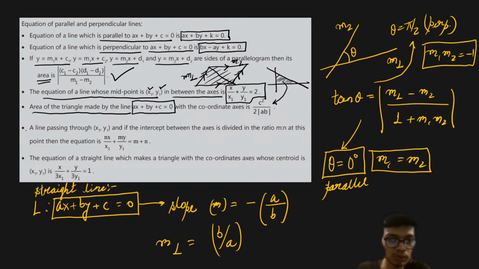Now let's move to the next concept. If a straight line passes through x1, y1 and its intercept between the axes is divided at this point x1, y1 in the ratio m is to n, then the equation of the line is given as nx divided by x1 plus my divided by y1 is equal to m plus n.